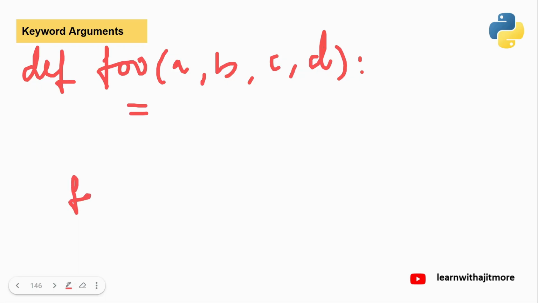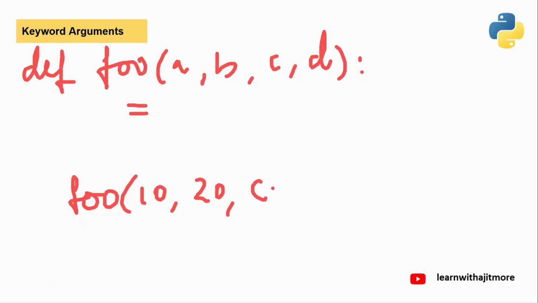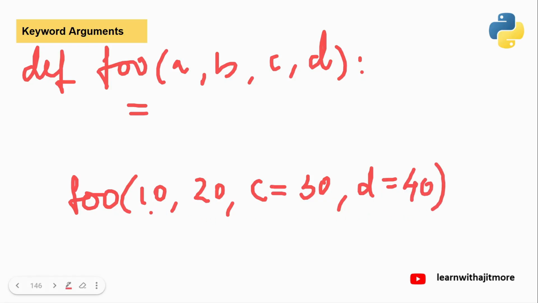And inside I've written some logic in which I'm going to use them. Now at the time of call, suppose I give 10 and 20 first, and then I'm writing C equal to 30 and D equal to 40. This is allowed. Meaning the first two will be strictly positional. So there is a one-to-one correspondence. 10 will correspond with A, 20 with B, because here the position is important. And the remaining ones will take whatever you have associated.